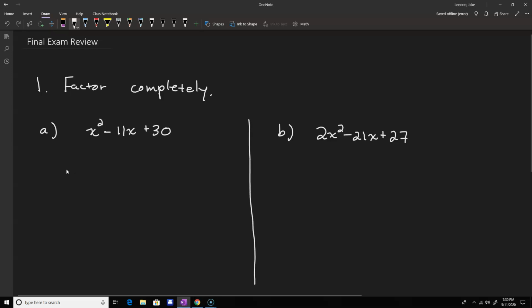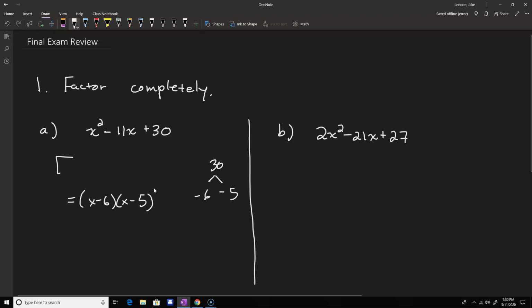So number one is just some factoring, so let's remember how this works. If it starts off with x squared and no number in front of it, then you just need to find two numbers that multiply to the last one, 30 in this case, and that add up to negative 11. So that would be negative 6 and negative 5. So in this case, this just factors to x minus 6 times x minus 5, and that's it.